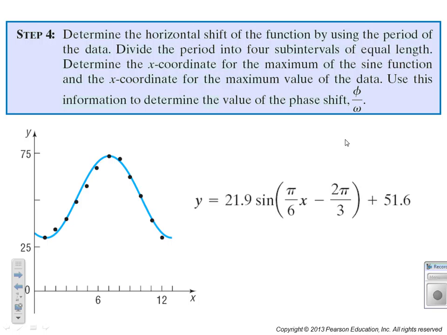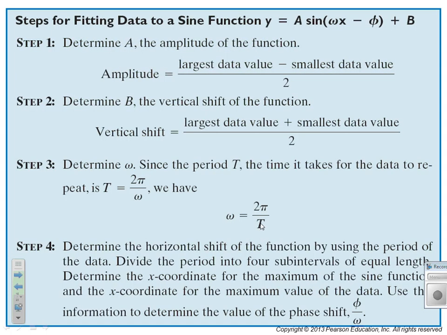So in this case, with our given data, we get y equals 21.9, which is the max minus min divided by 2, times the sine of pi over 6 x minus 2 pi over 3. So omega equals 2 pi over T, so determine the period. And then the horizontal shift is phi over omega.